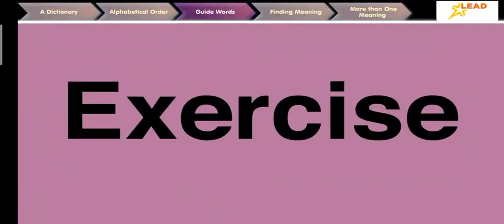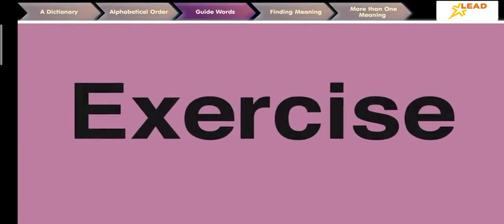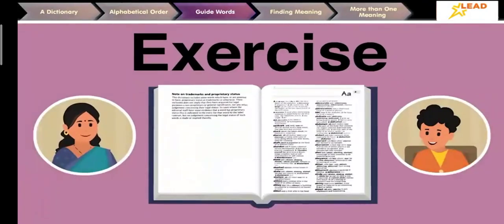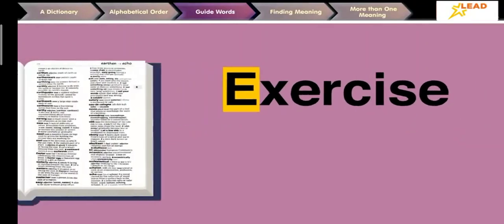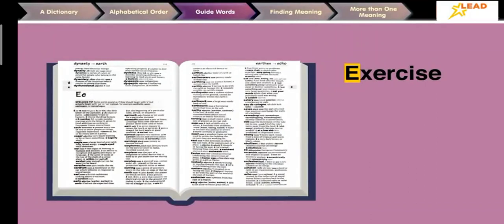Now, if someone asks you for the meaning of the word exercise, how will you look for it in the dictionary? I'm not sure. Okay, first you need to identify the first letter of the word. In exercise, the first letter is E. Let's try to find a page in the dictionary with words that start with E.